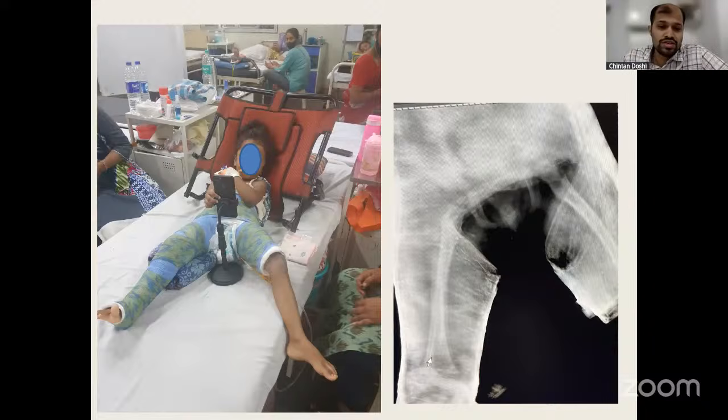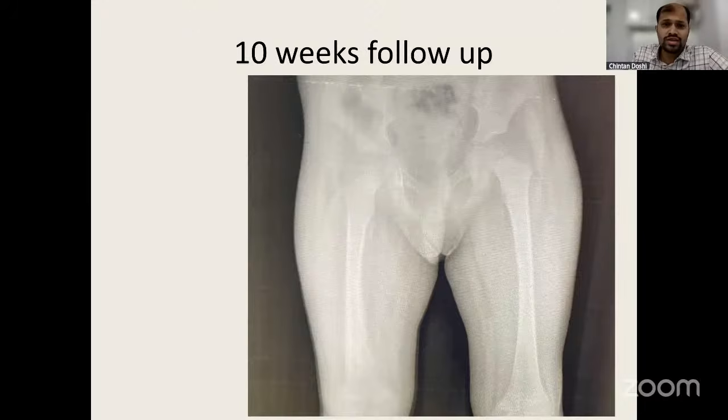You have left enough space in the perineum where it can be cleaned, and the child is happily playing on the phone. So the same child at 10 weeks follow-up shows very good healing, and weight bearing can be started when the spica is almost removed at about 1.5 to 2 months.